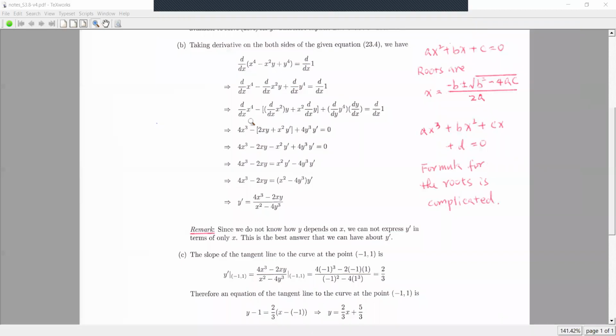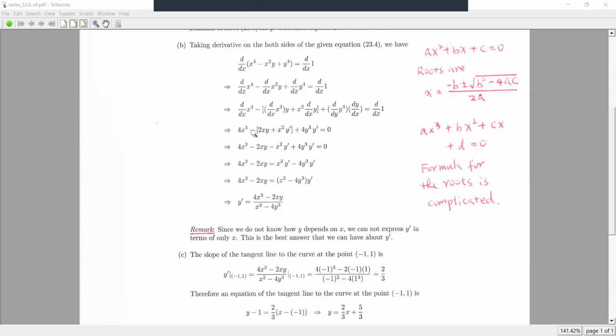By the formula for power functions, derivative of x to the 4th is 4x to the 3rd. This one is 2x. Derivative of y is y prime. Derivative of y to the 4th with respect to y is 4y to the 3rd. Derivative of y is y prime. And this derivative is 0. Now solve this equation for y prime.